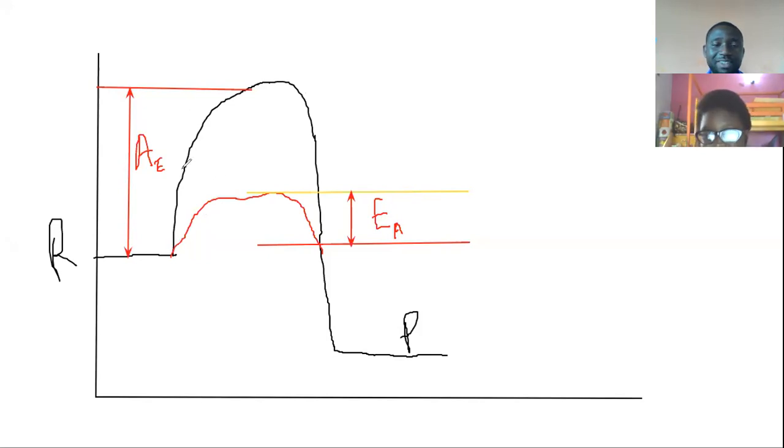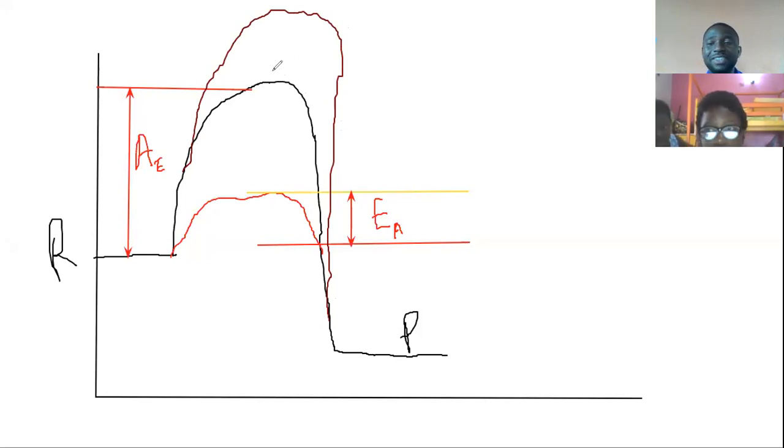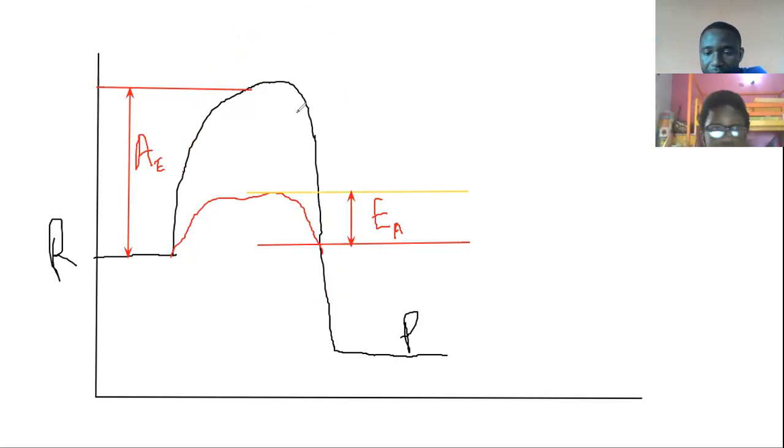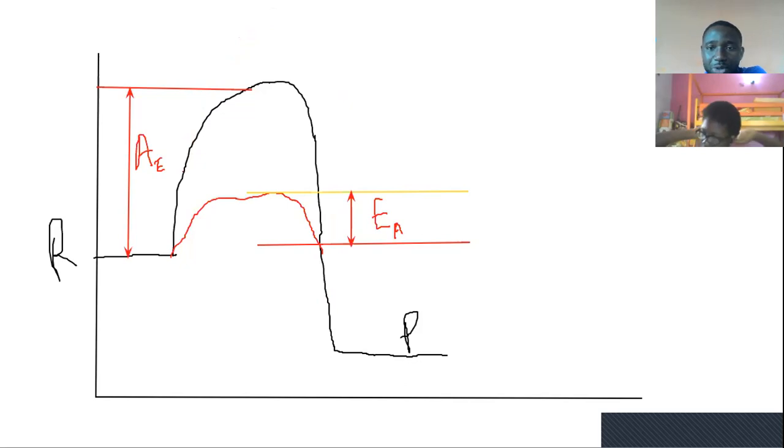So a negative catalyst will increase the activation energy, while a positive catalyst lowers the activation energy. Okay, I guess I have some things to show you which I have not shown you. I think I have just 2 more videos to show you which I have not shown you.